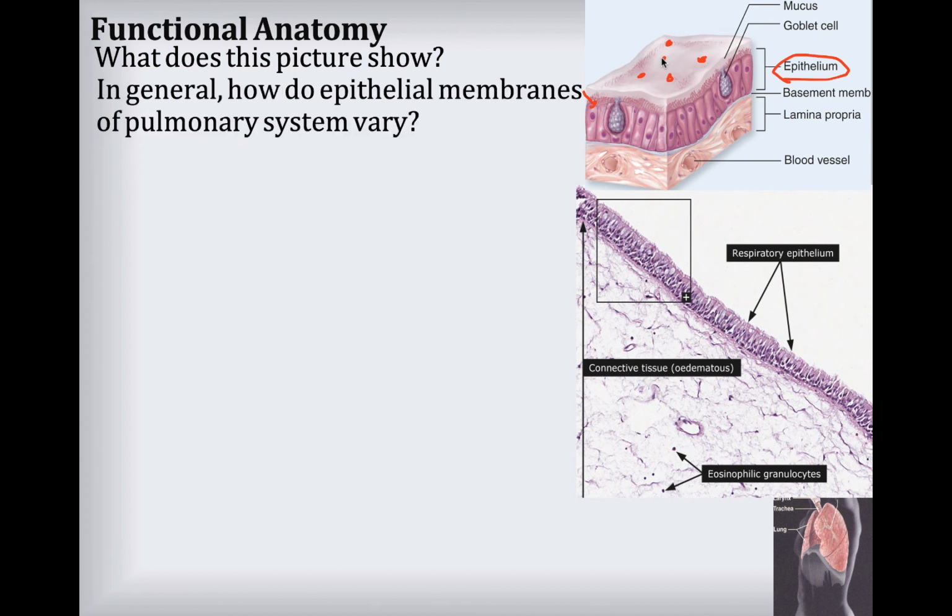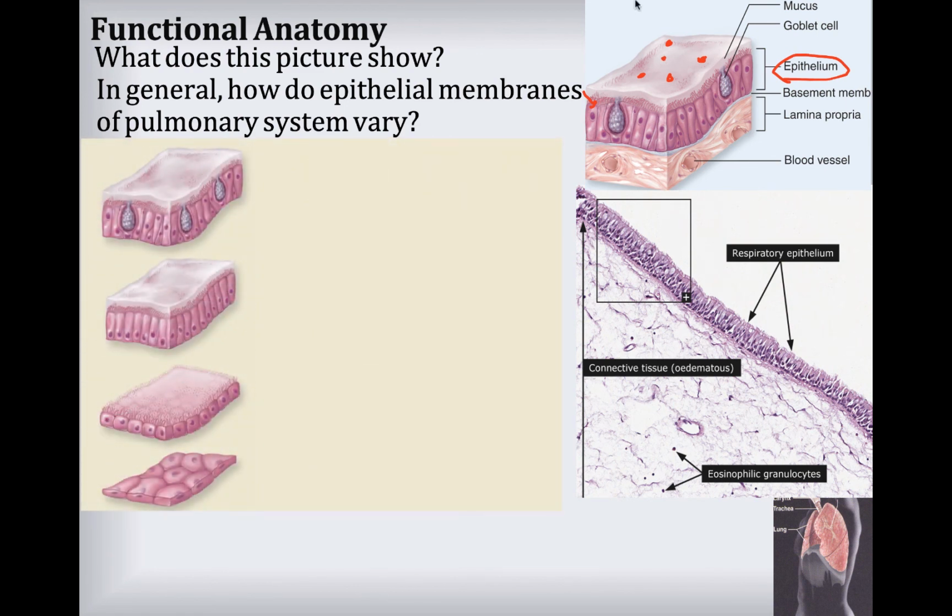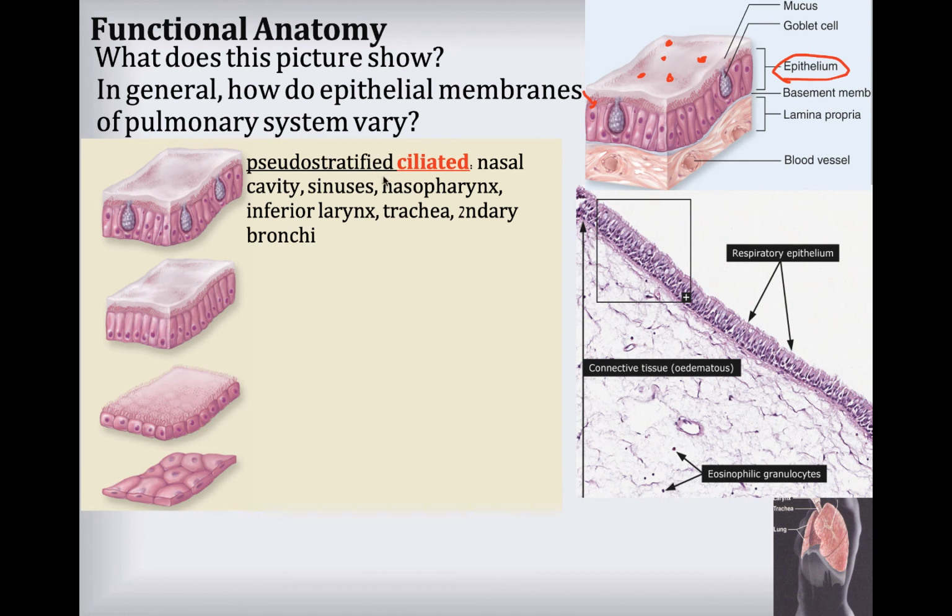Okay? Well, in general, how do these epithelial membranes vary? Let's take a look at it. Well, we've already looked at the first part. Pseudostratified ciliated epithelium is found in the nasal cavity, but also those paranasal sinuses, the nasopharynx, the inferior larynx, the trachea, and also secondary bronchi. Now we change a little bit. We still have that mucus layer, still ciliated, but now it's simple columnar. And that's what we find in the tertiary bronchi and the large bronchioles.